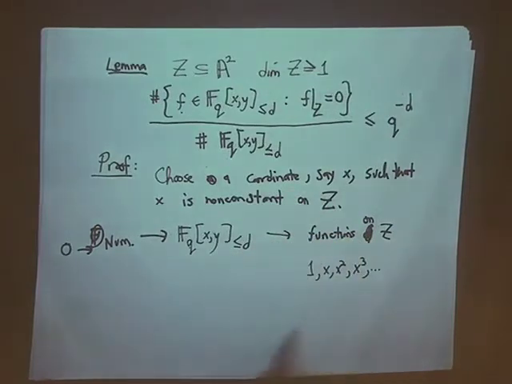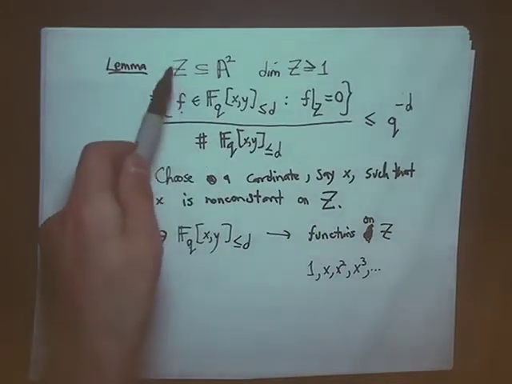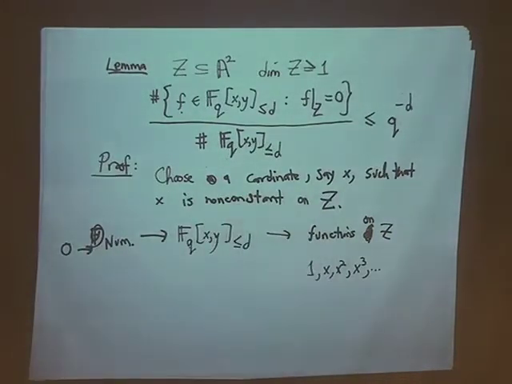Because if they were linearly dependent, that would mean you'd have some polynomial of x that vanished on Z. And that would mean that x was not really a non-constant function on this. I mean, if it's an irreducible curve, then it's not going to have just finitely many values. x is going to be really a parameter on Z.